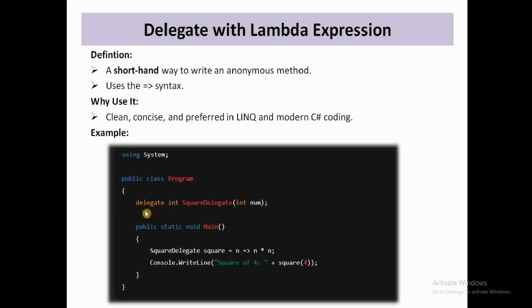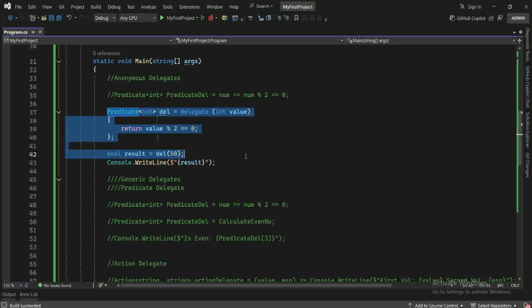Here we provide the definition of delegate: the delegate keyword with the return type, the delegate name and the delegate parameters. Here we are using lambda expressions. If we have only one line of code, then we can go with the lambda expression. Now let's see the lambda expression.